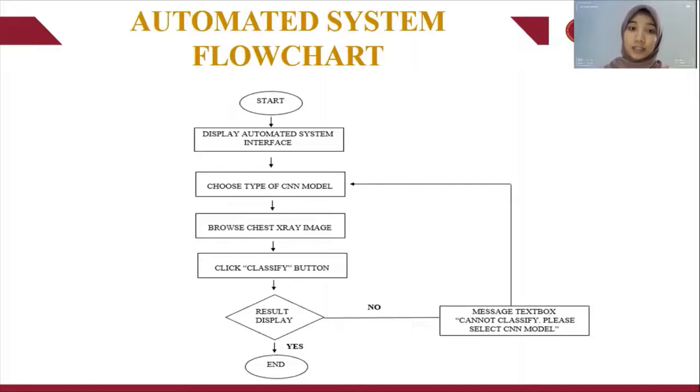If the system does not display the result, a text box will appear with a message that the image cannot be classified as the user did not select the CNN model in the first place. Therefore, the user needs to select the CNN model and repeat the process until the system is able to display the result of classification, either COVID-19 pneumonia or other pneumonia.